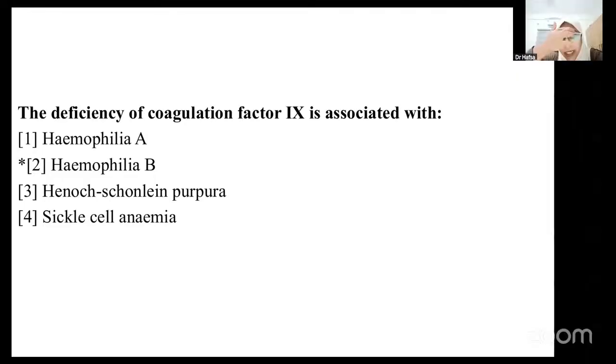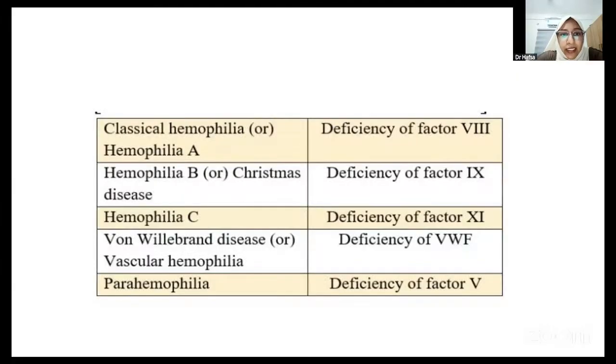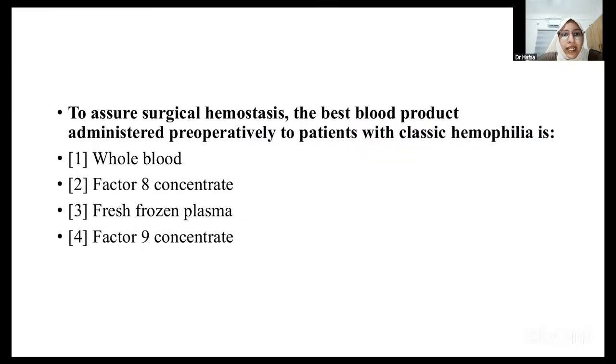So here I have taken a box from Davidson. It deals with the coagulation factors and the conditions that each deficiency causes. So please note this table from Davidson and be thorough with your theory part. Next one: to ensure surgical hemostasis, the blood products administered pre-operatively. You have to focus on the word pre-operative, to a patient with classic hemophilia. These are all repeated questions that are asked in your exam. Hemophilia is one of the important portions, and they jumble up the questions in many forms and ask.